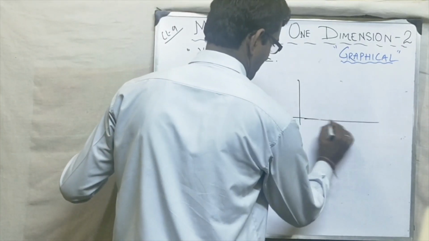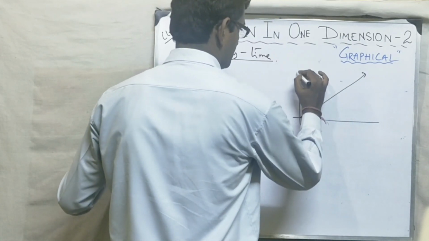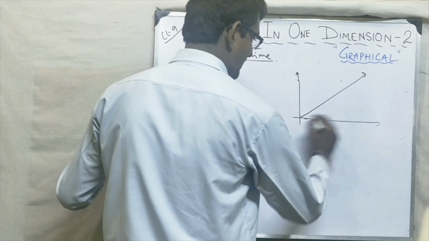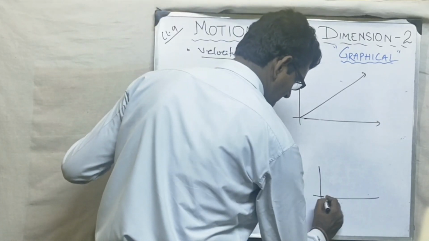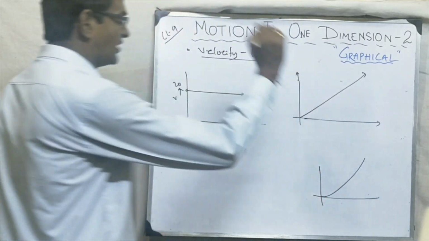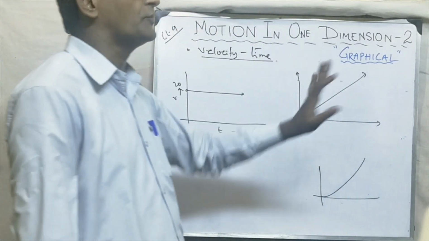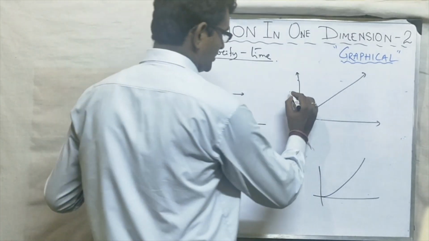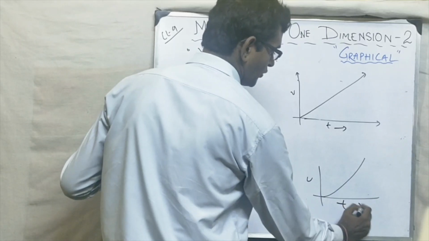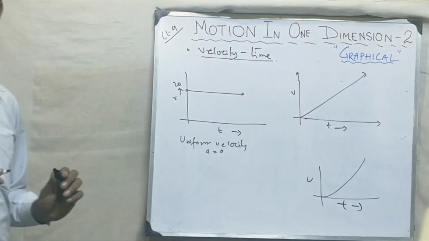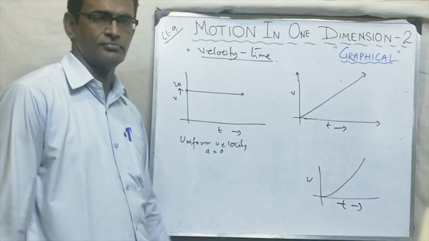Now if the line is this way, or even this way, both are representing non-uniform velocity. Suppose this is also a velocity time graph and this is also a velocity time graph. So both are representing non-uniform velocity. Okay, students? But what is the difference?